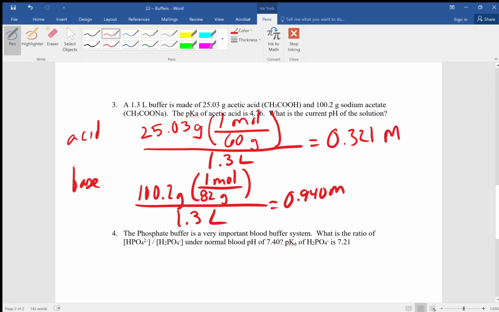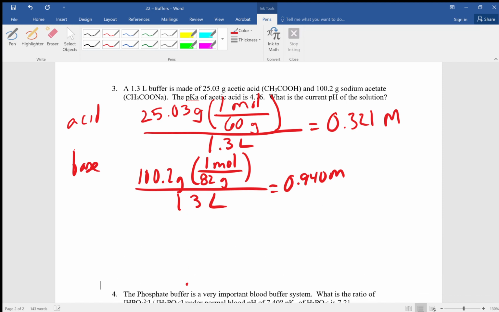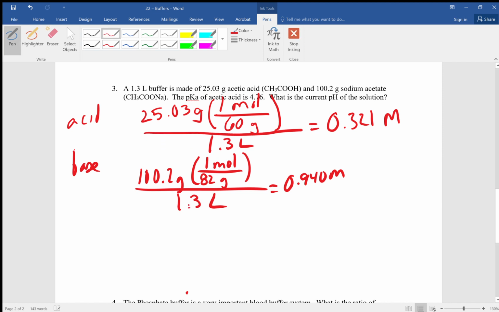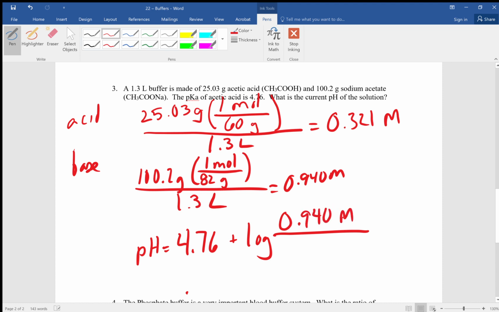From here, we just need to enter these values into our equation. So pH is equal to the pKa, which is given, 4.76, plus the log of the concentration of the base over the concentration of the acid. Here, the base is at higher concentration than the acid, and so the pH should be higher than the pKa. And that's exactly what we find.